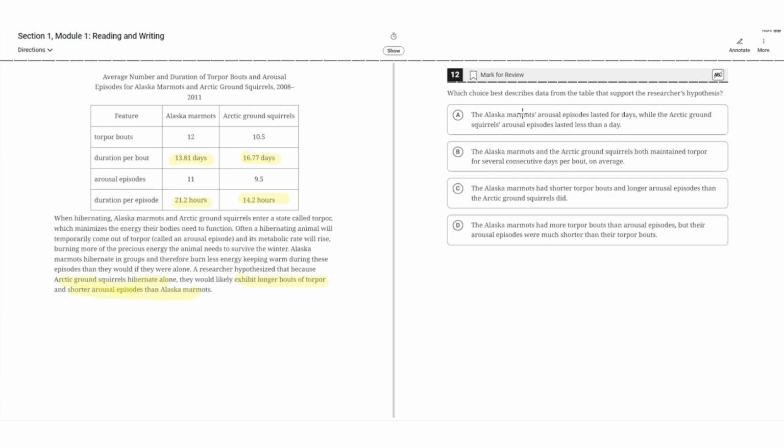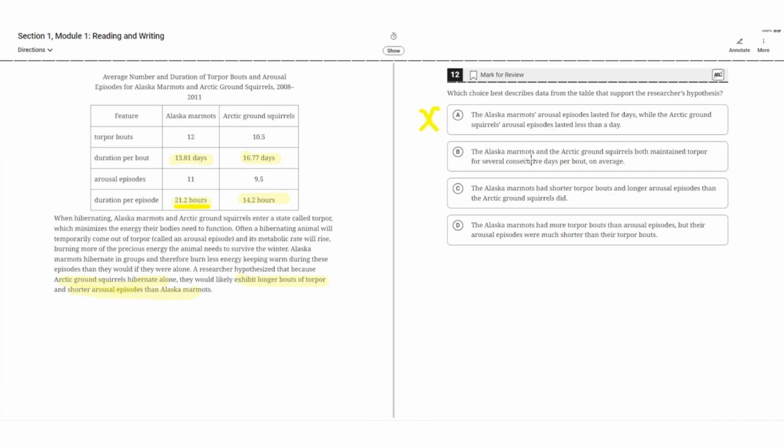So choice A says, the Alaska marmot's arousal episode lasts for days, while the Arctic ground squirrel's arousal episode lasts for less than a day. This is incorrect for two reasons. One, the hypothesis is about both the length of the bouts of torpor and the length of the arousal episodes. But this option A only discusses the length of arousal episode. And also because the information here is wrong. It's saying that the Alaska marmot's arousal episode lasted for days, whereas it's only lasting for 21.2 hours, which is less than a day.